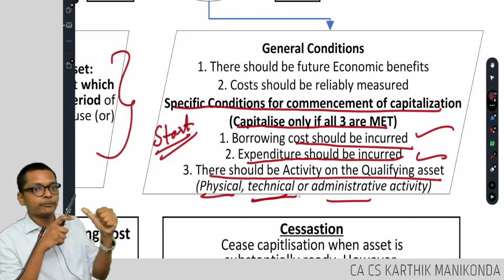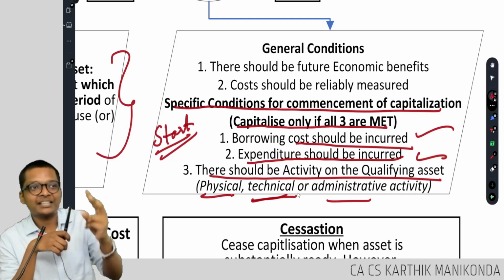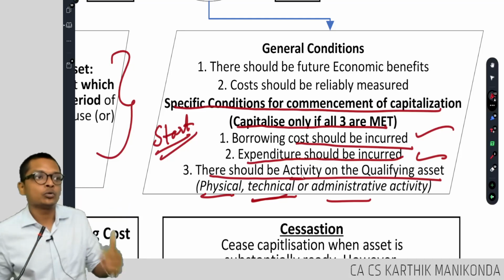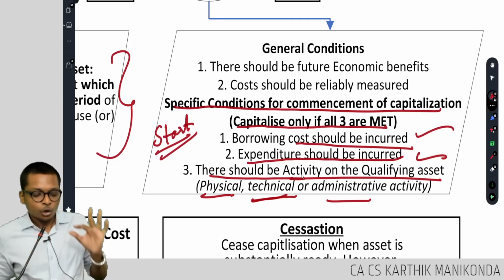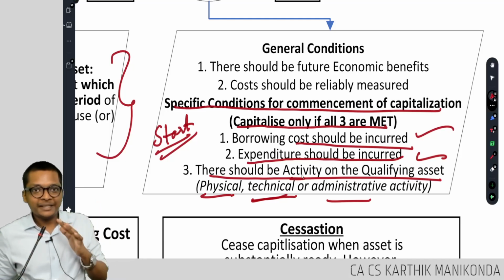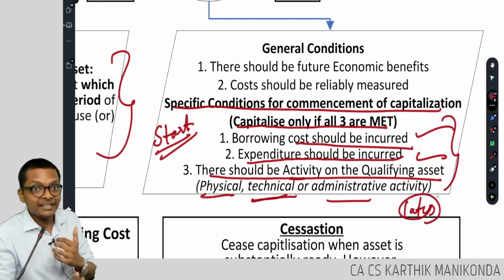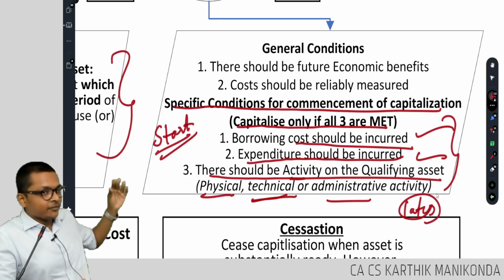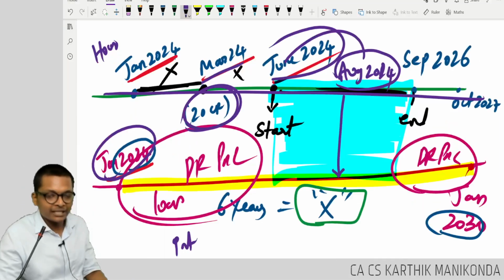What is the first point? Borrowing cost. You should have taken the loan. Second point, expenditure. You should have paid for construction. Third, the work should have started. Such activity can be physical, technical or administrative. Only when all 3 are met. That means after all 3 are met, only then will I capitalize. We have questions in the exam where they will give you different dates and ask you to pick the starting date. Are you following, guys?